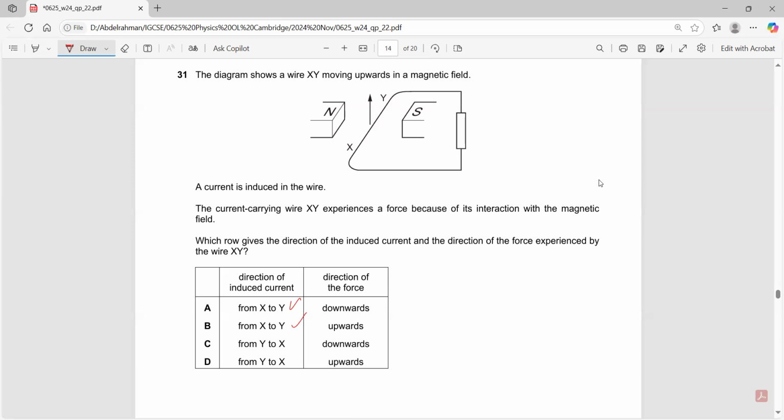Direction of the force: now I am moving the wire upwards, therefore there has to be some sort of reaction force on the wire. In which direction? In the downward direction. The reaction force has to be downwards. It opposes the change causing it. If you can remember, if the motion is upwards, then the force wants to oppose it downwards.